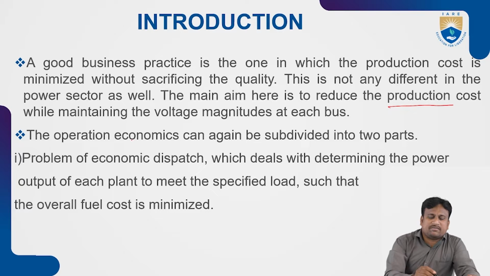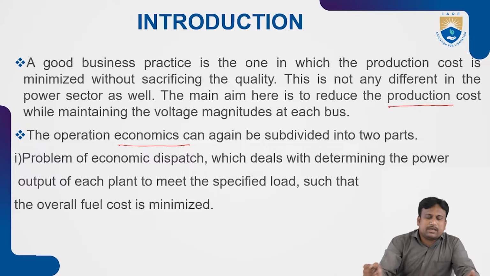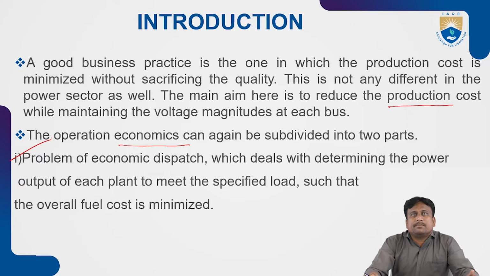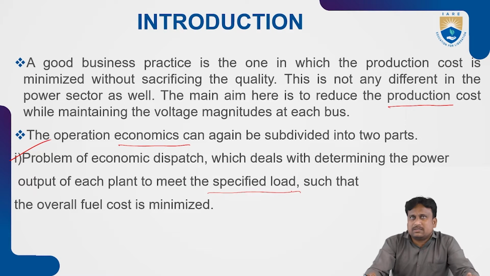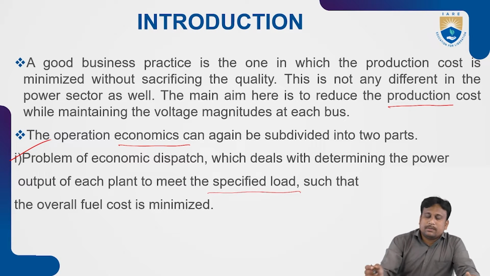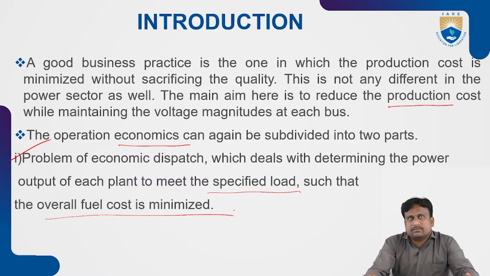The economics of operation can be subdivided into two parts. One is the problem of economic dispatch, which deals with determining the power output of each plant to meet the specified load, which we already discussed earlier, such that the overall fuel cost is minimized. This is relevant to the economic operation of the power system network.